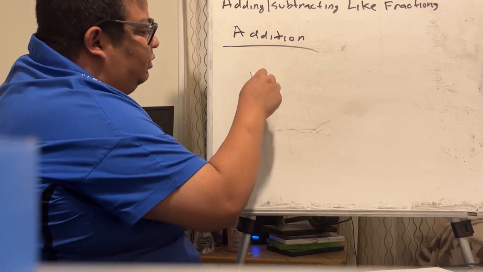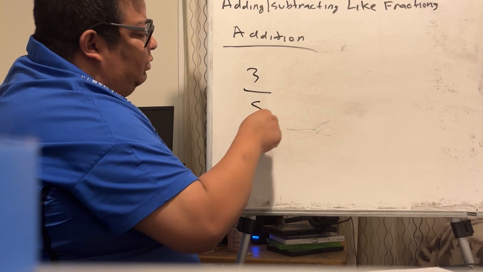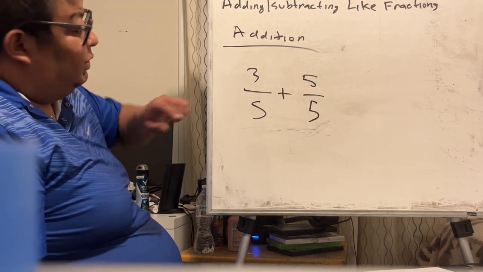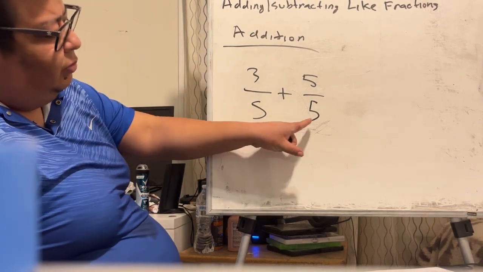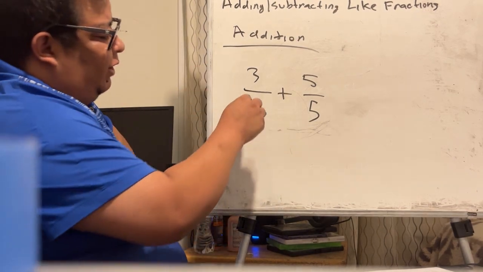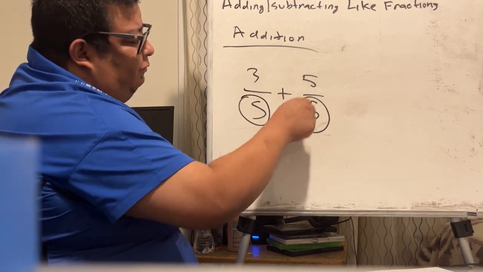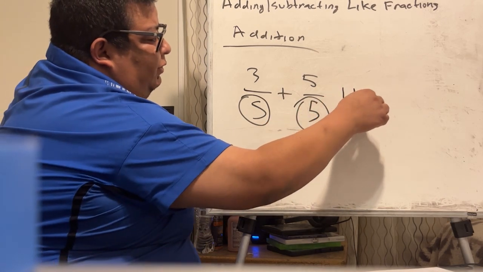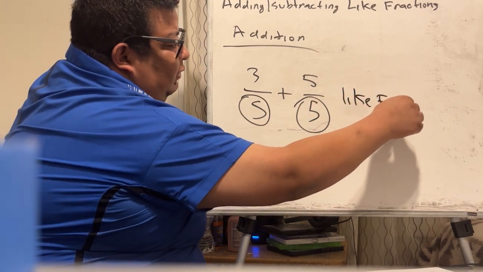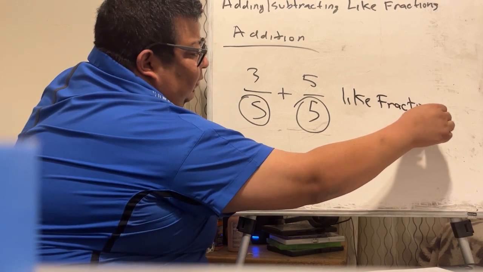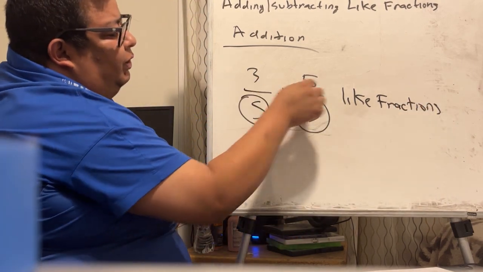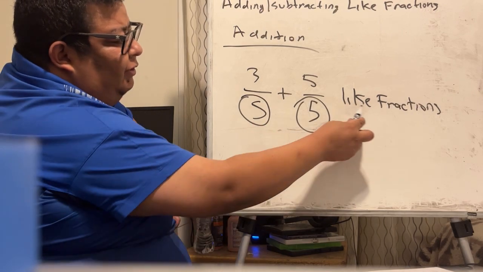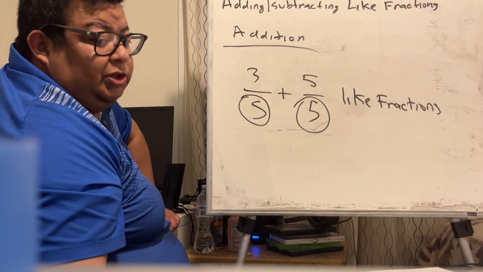Like fractions are fractions that look like this. The denominators on both fractions are always going to be the same. So 5 has to be here and 5 has to be on the denominator of the other fraction. So these are called like fractions. Of course, the numerator can be different or the same, but the main quality of like fractions is that they always have the same denominator.